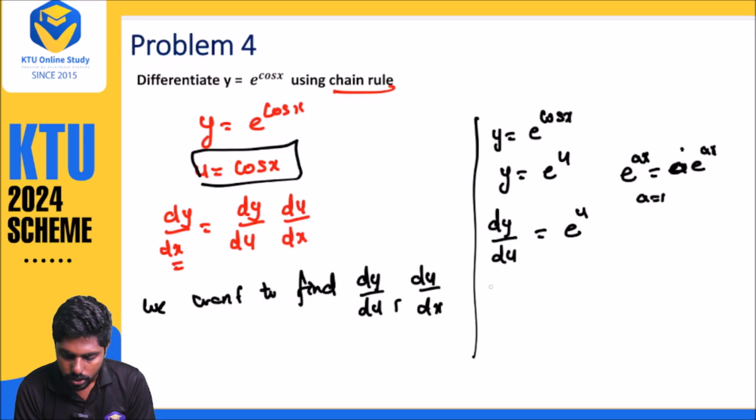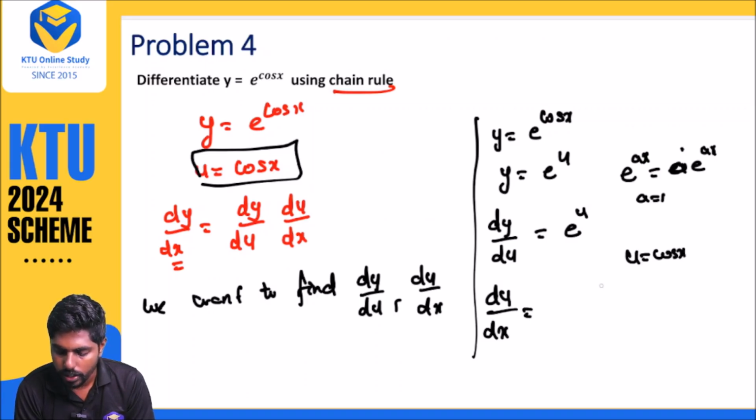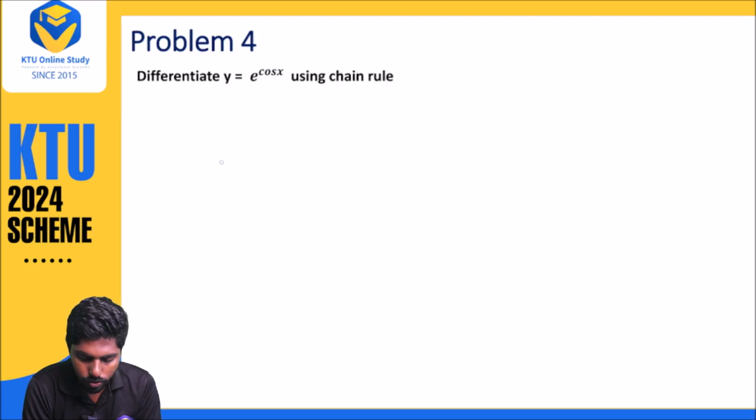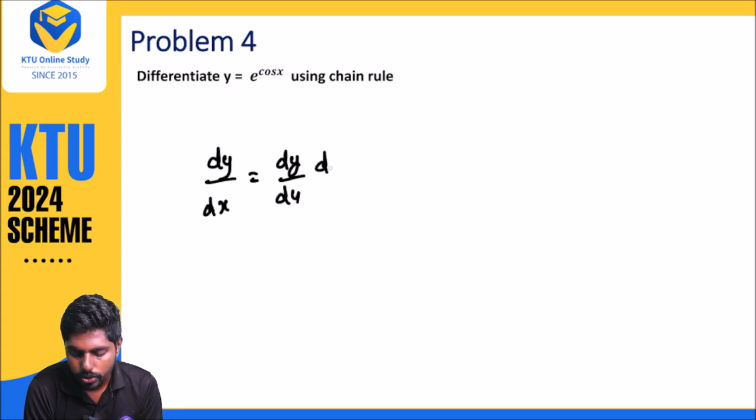So the next thing, now du by dx. What is u? u is equal to cos x. When we are differentiating cos, what will happen? It will become minus sin x. So our answer is dy by dx is equal to dy by du into du by dx. So what is our answer? Nothing but e power u into minus sin x.